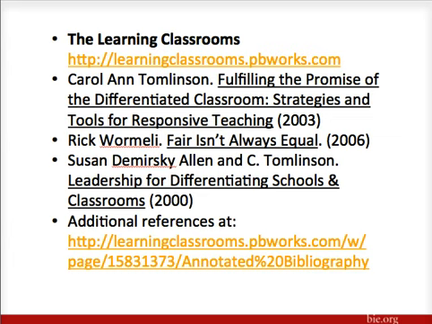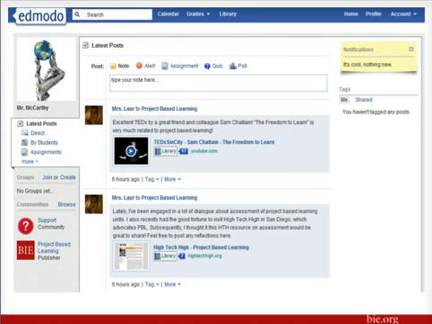So here are a variety of resources. The very first one, the Learning Classrooms, is a site that provides lots of links and resources around differentiated instruction, which can be combined with your practices within the project-based learning unit framework. Also know that on Edmodo for BIE, you can go and post your questions and also read the archive of questions that other people have posted and the answers that they've received. So think about those questions you may have and feel free to post them on Edmodo.